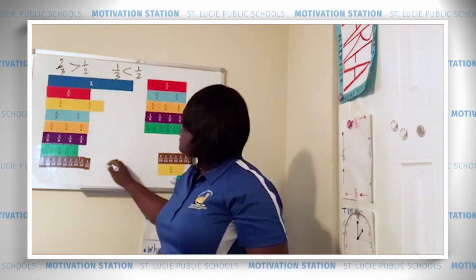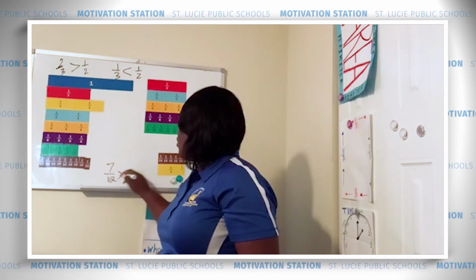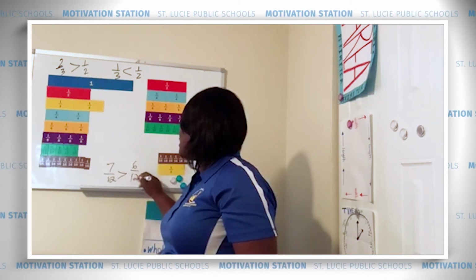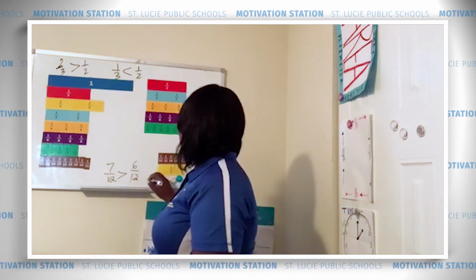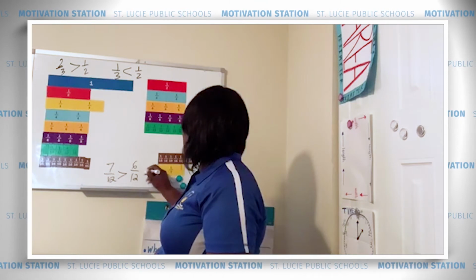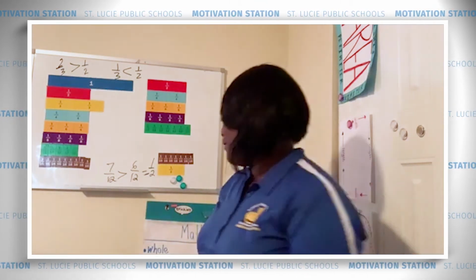A 7 12 train is longer than a half train. Therefore, it's greater. 7 12s is more than what I need for half, which is 6 12s. 7 12s is greater than 6 12s. Therefore, 7 12s is also greater than half because 6 12s is equivalent to half.